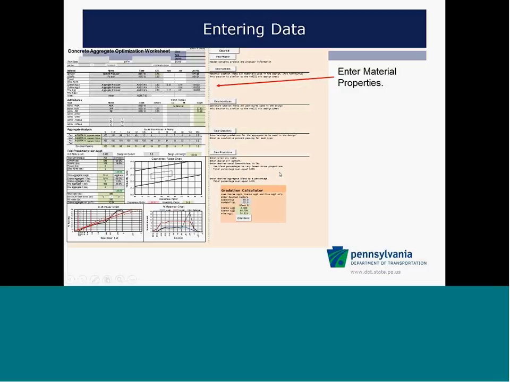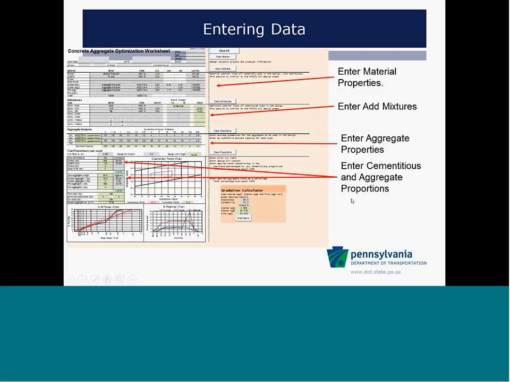Okay. Sharing data. In this program, the spreadsheet that hopefully everybody has, you start by entering your material properties, your concrete and aggregate sources and the specific gravity. Enter your admixtures. And enter your aggregate properties. This is where it kind of gets critical with this spreadsheet, and I'll go over that in a minute here. And then cementitious and aggregate proportions.